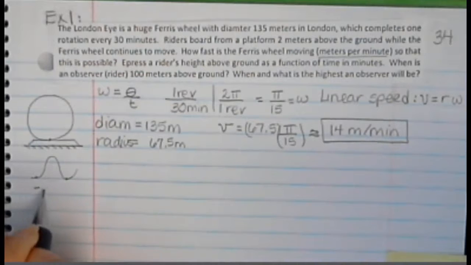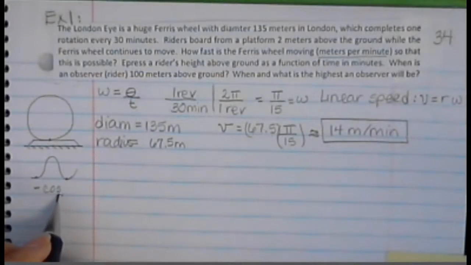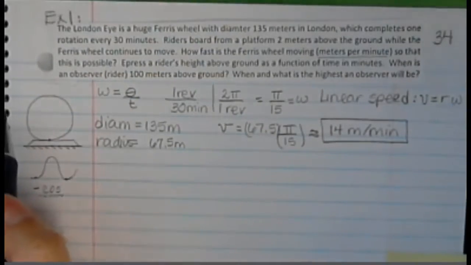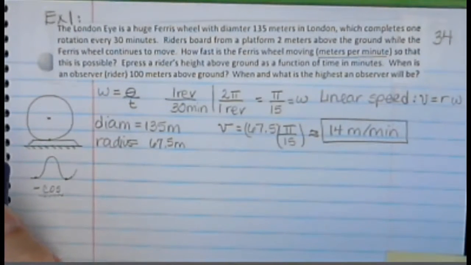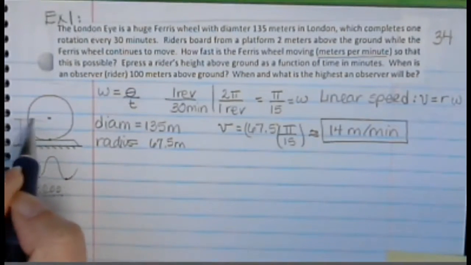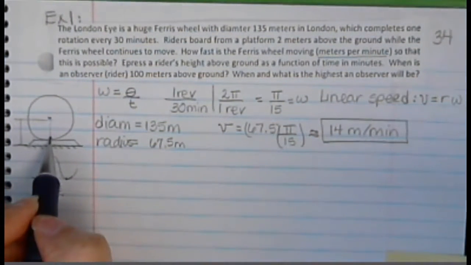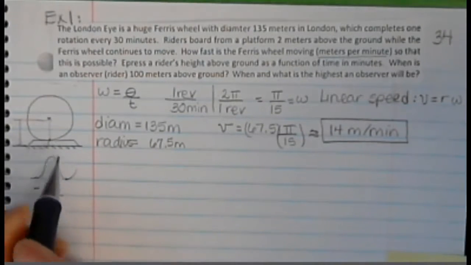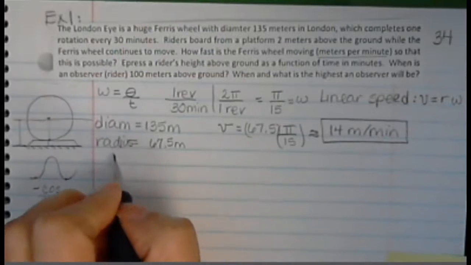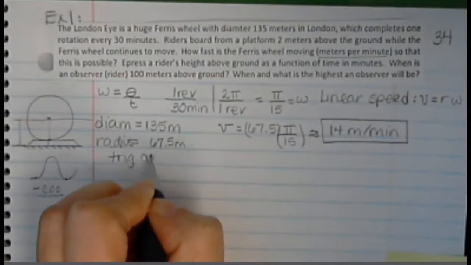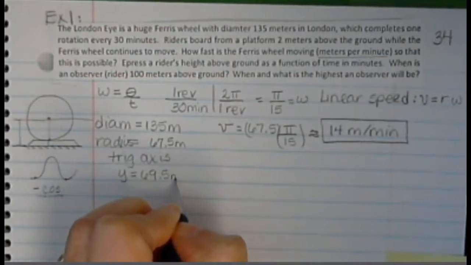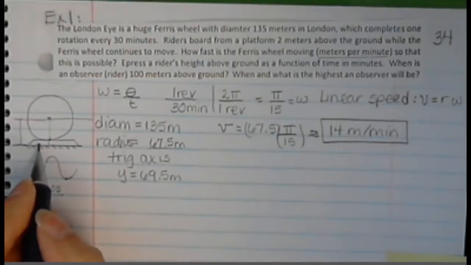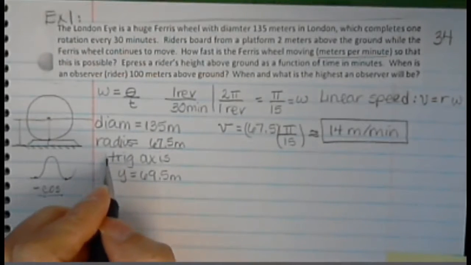And so this looks like a negative cosine function. So we know that our height in terms of time will depend on a negative cosine function. So we need to find out where it starts oscillating. We need to find the middle of our circle from the ground. We need to find this height. Notice this is our radius of 67.5 plus the 2 from the platform. We know that this line, which is what we call our trig axis, is going to be the equation y is equal to 69.5 meters. Remember, that's the radius plus the platform. So we have our trig axis.